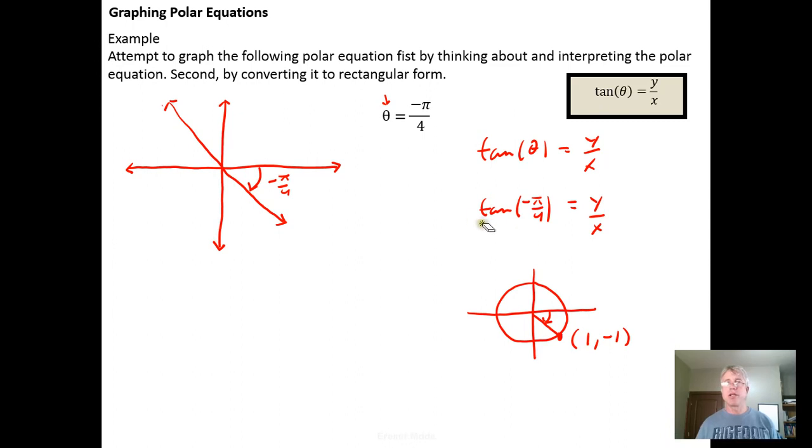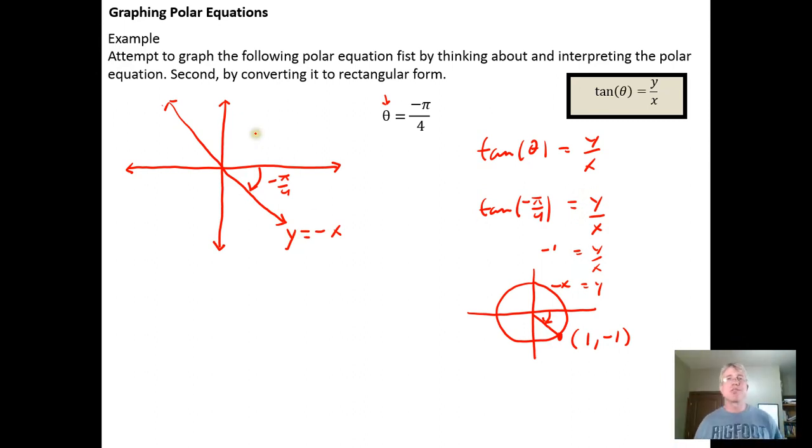So the tangent of negative pi over 4, you replace it with the y coordinate over the x coordinate, but negative 1 divided by 1 is just negative 1. And then if you multiply both sides by x, you're going to get the opposite of x equals y. So we have the rectangular equation y equals negative x, which is just a line whose y-intercept is the origin, which is what we have here, and that has a slope of negative 1. And if you have a slope of negative 1, you are making an angle of negative pi over 4 with the positive x-axis.